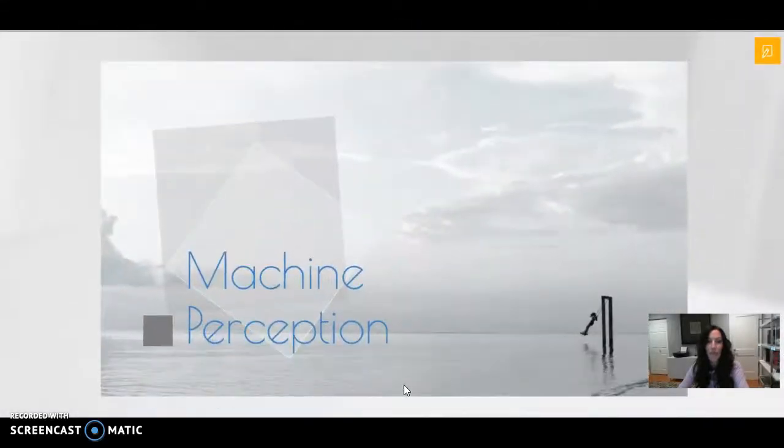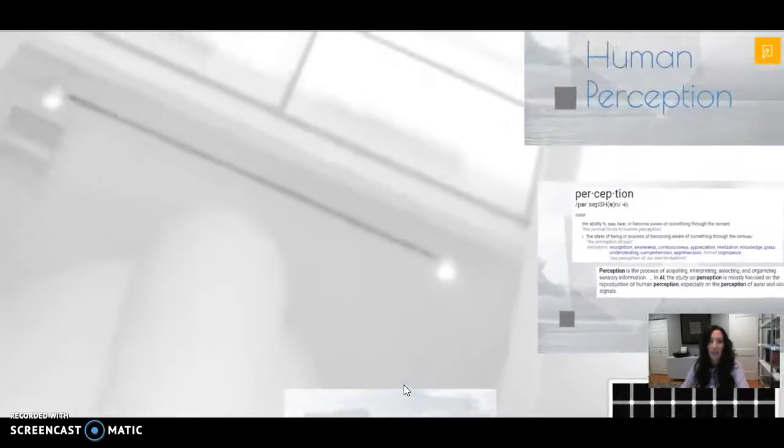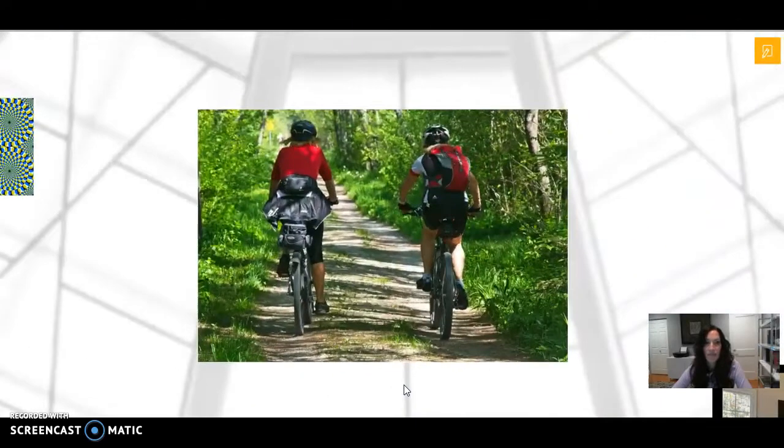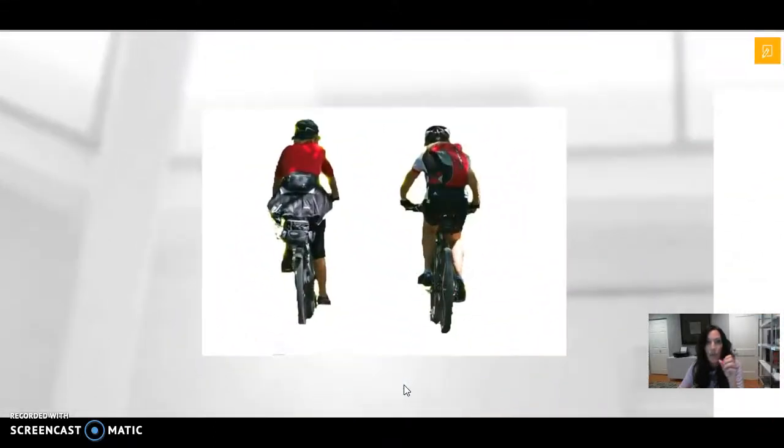So let's take a look at machine perception. Looking at this image here, we can see very clearly what that is. It's 2 people on a bike, in nice greenery, shrubbery, on kind of a track there. Let's have a look how the machine does it. First of all, it takes out the unnecessary things. It focuses on the main things in the image.